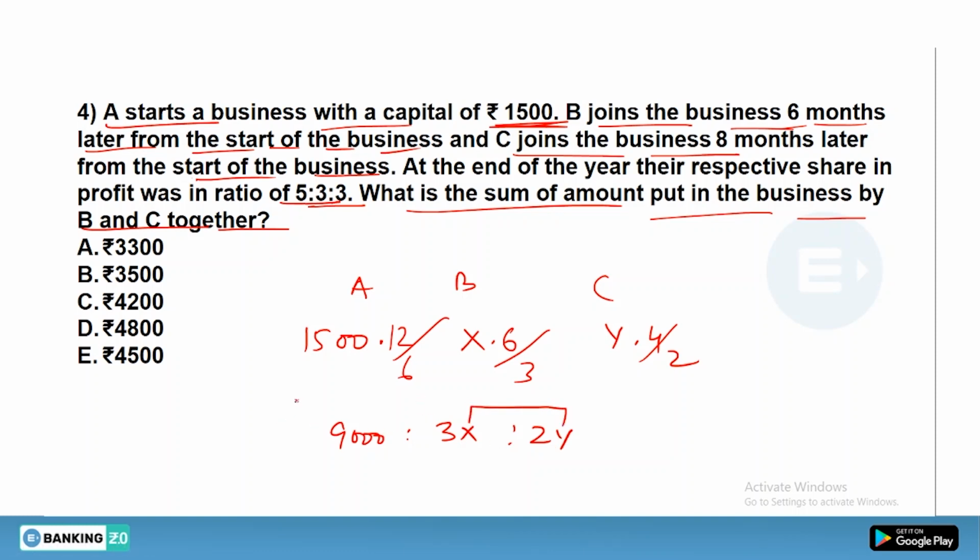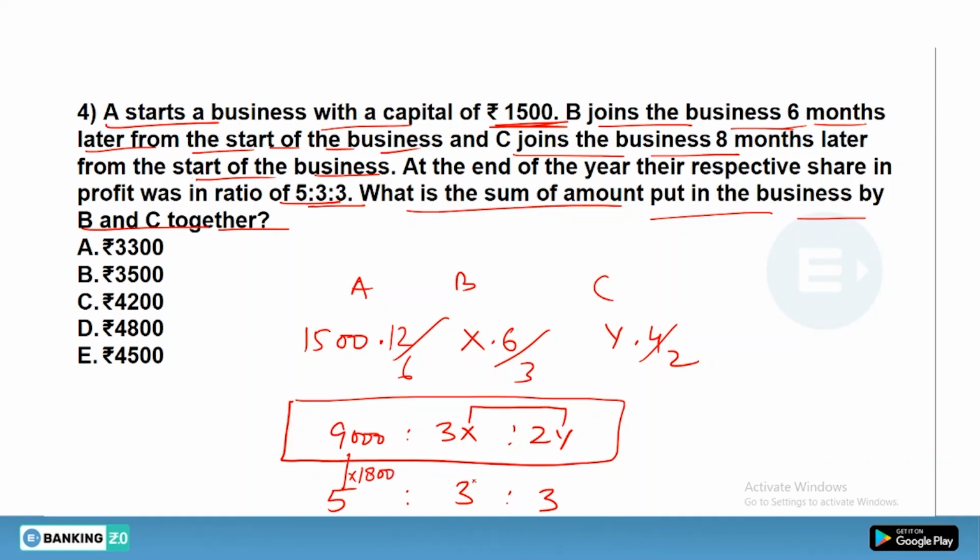And as you can see, this is nothing but a profit ratio, which would be equivalent to 5 ratio 3 ratio 3. And as you can see, if 5 ratio is equivalent to 9000, that means 1 ratio is equivalent to 1800. So 3 ratio is equivalent to 5400. So B and C will get the same profit.